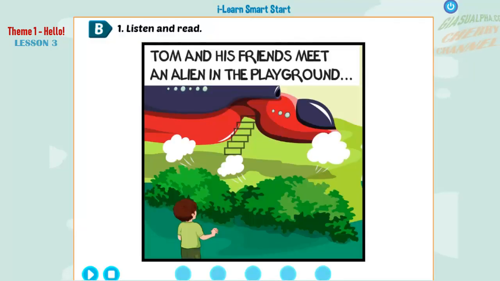B. 1. Listen and read. Tom and his friends meet an alien in the playground.